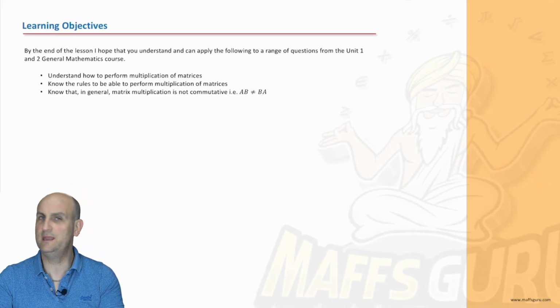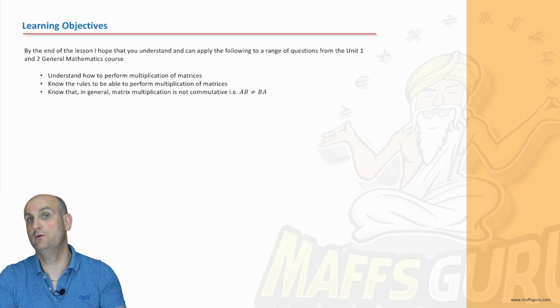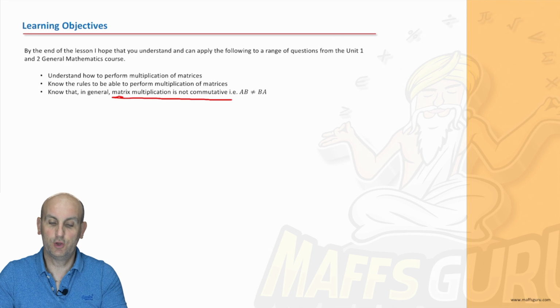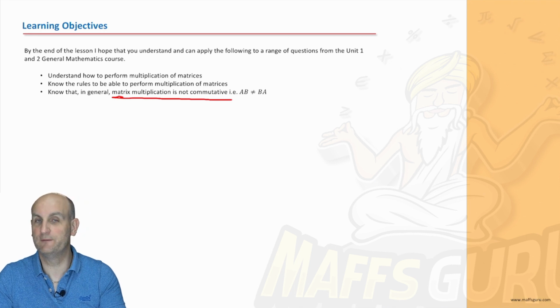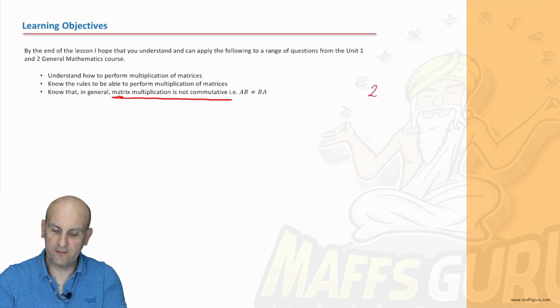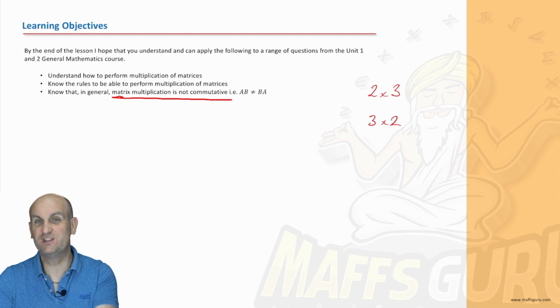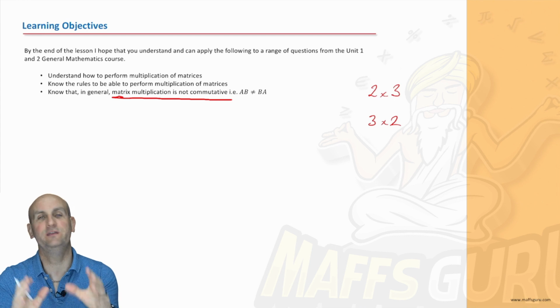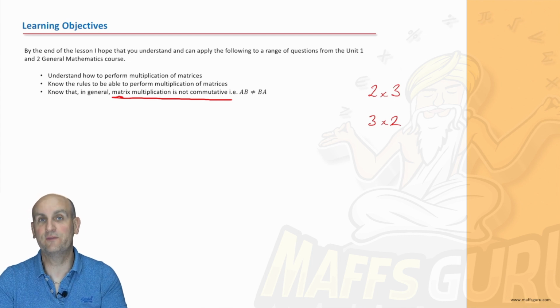All right, what are we going to do today? Well, we're going to understand how to perform multiplication of matrices, know the rules, and to know that in general, and this is really, really important, matrix multiplication is not commutative. Sometimes in maths, 2 times 3 is the same as 3 times 2, that's commutative. But for matrices, that's not generally the case. So we need to remember that that may well try and trick us.